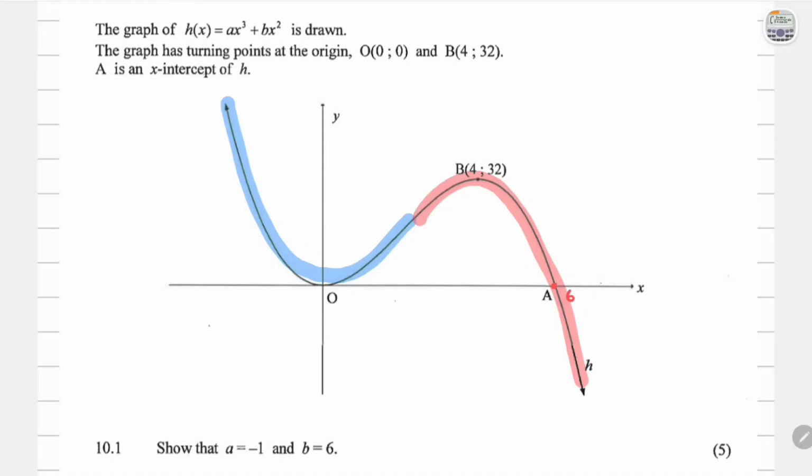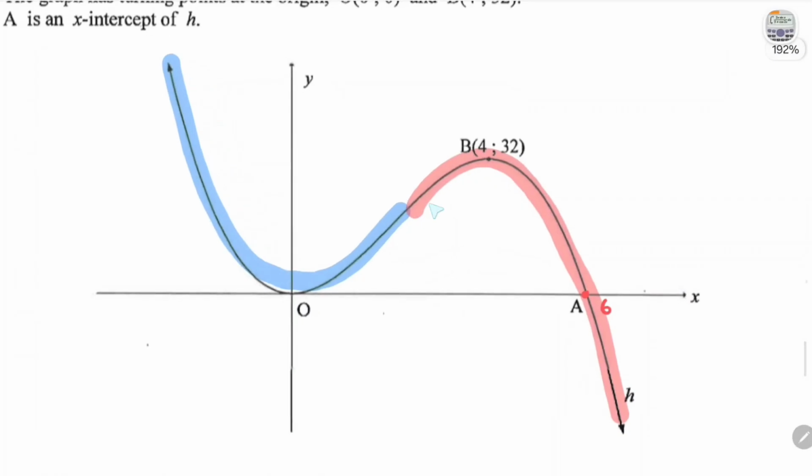To be able to find this, we need to find the place where the concavity changes. And where that changes would be at the point of inflection. That's where the concavity changes from concave up to down. So let's go ahead and find that first.